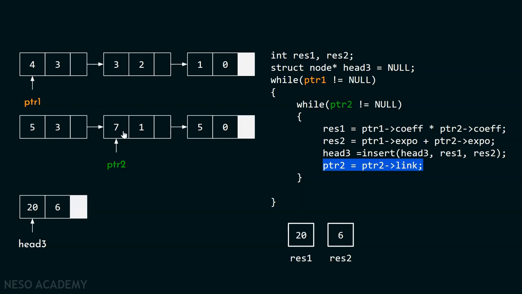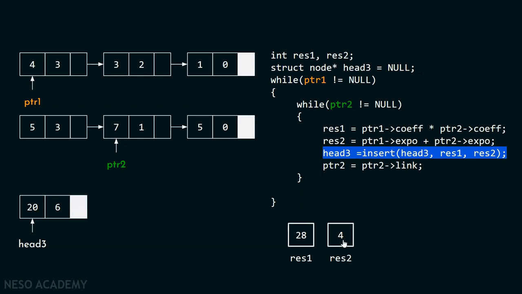Now it's time to take these two nodes. We'll again check this condition. ptr2 is not null, so we'll get inside this while loop. And now we will update res1 by the multiplication of these two coefficient parts, that is 4 into 7, which is 28. After this, res2 must be updated by ptr1 expo plus ptr2 expo, which is 3 plus 1. So we will replace this by 4. After this, we will call the insert function, and again with the help of the insert function, we will create a new node which will contain these two values. Obviously in the coefficient part 28 must be there and in the exponent part 4 must be there, right?